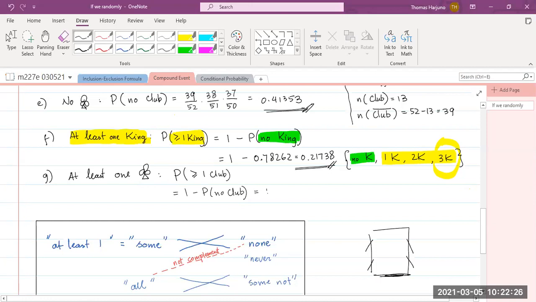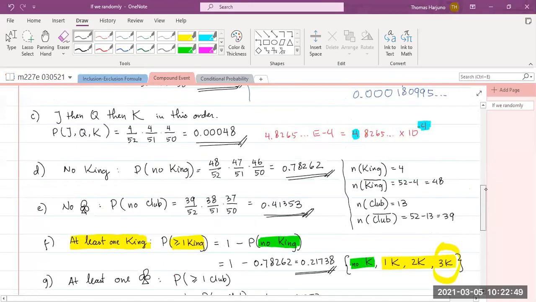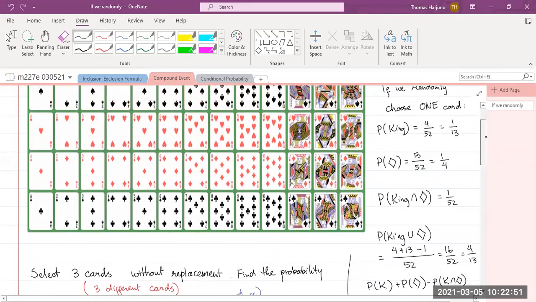But probability of no club is something we already computed in part E. That is 0.41353. That equals 0.58647. Okay, that's for this compound event without replacement.